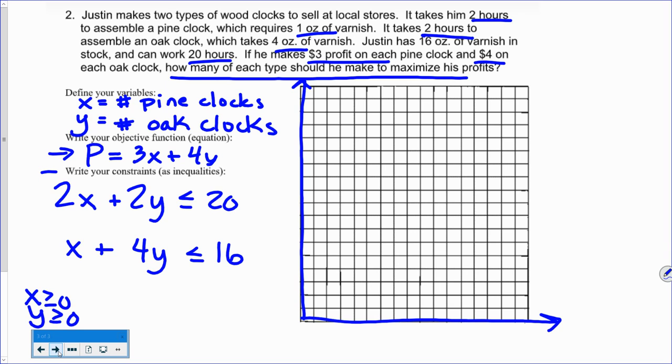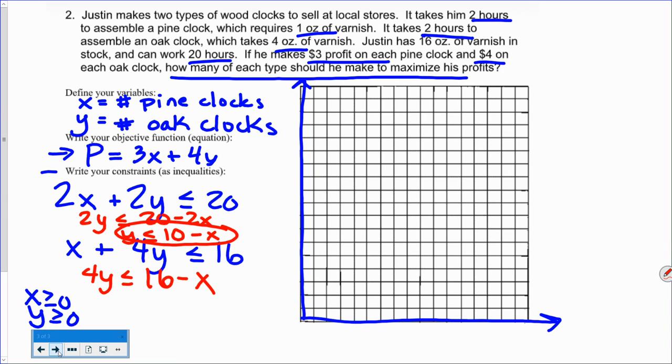All right, I'll go ahead and get y alone, so then we can graph these. So I'll take 2x to the other side, so 2y is less than or equal to 20 minus 2x. Divide everything by 2. So y is less than or equal to 10 minus x. That's the equation that I will need to graph. My next one, I will subtract x from both sides. So 4y is less than or equal to 16 minus x. Divide everything by 4. So y is less than or equal to 4 minus 1/4 x. And that is the other inequality I'm going to graph.